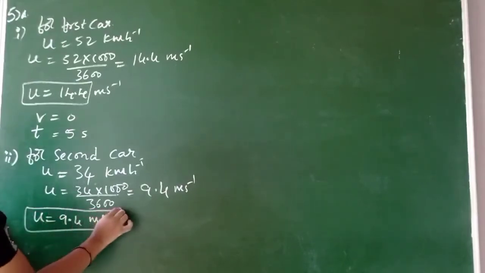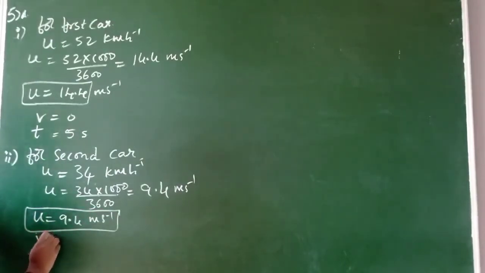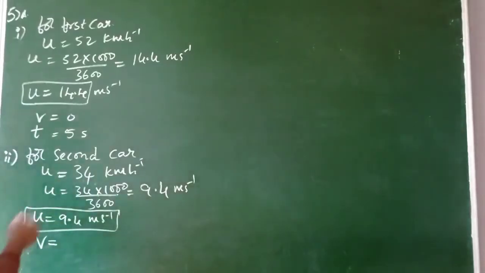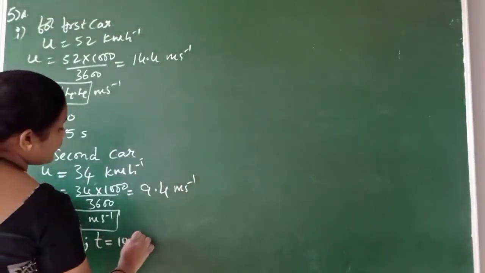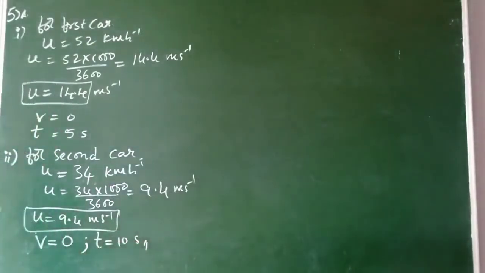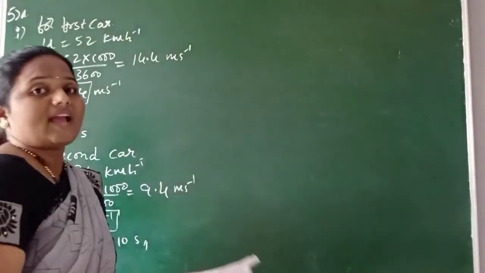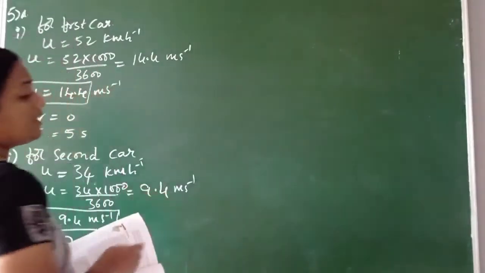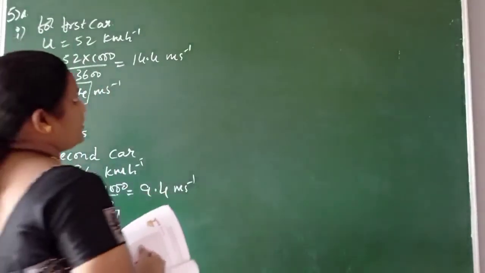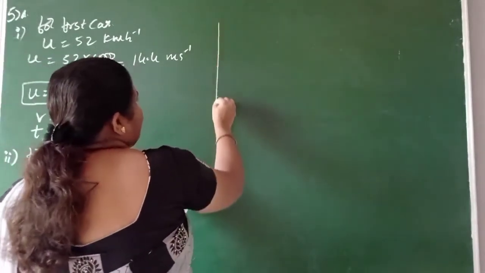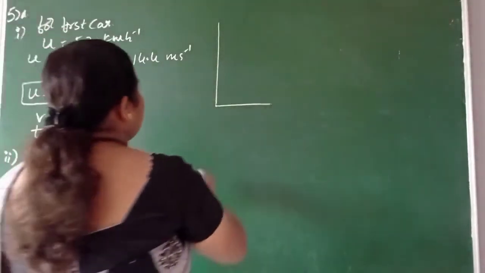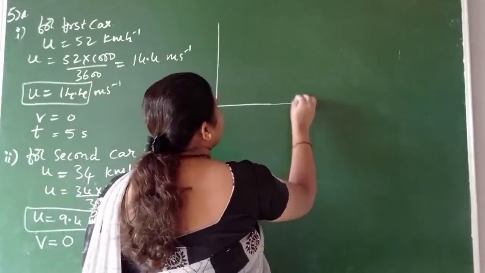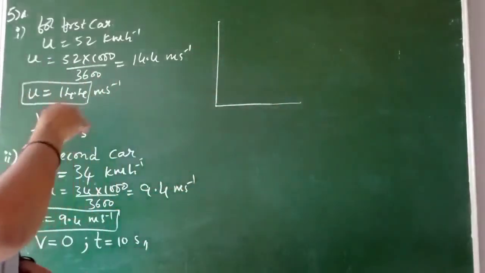The car is moving with this speed, and at this moment the second car also applies brakes, and its final velocity becomes 0, at what time? At 10 seconds. Isn't it, children? This is our data. Now first we have to plot these two given data on a graph sheet. See children, like this your graph may look. I will just show you in rough work how to draw on a graph paper.